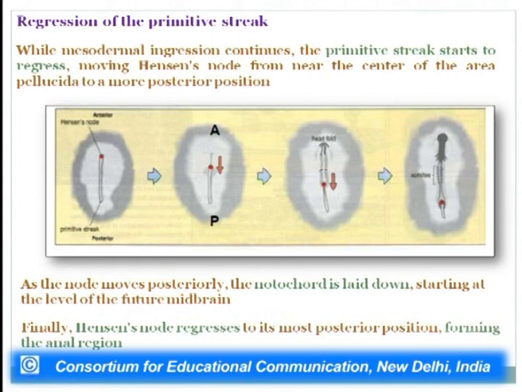So this opening, the blastopore, just like in amphibians, will lie as an opening at the posterior end and will become the anal region. So this is how the endoderm and mesoderm layers are formed.